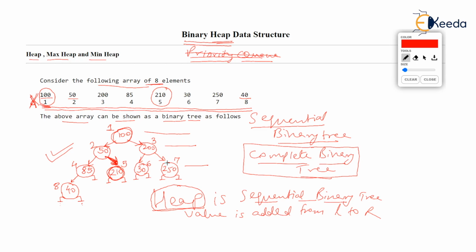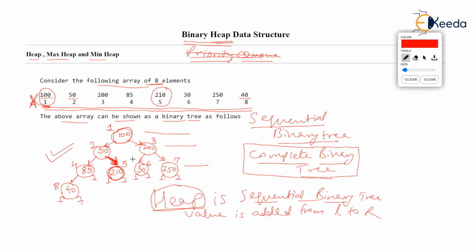Come again. If you are asked who are the children of node number 2, that is 50, the children of node number 2 are 2 into 2, that is 4, the left child, and 2 into 2 plus 1, that is 5, the right child. Isn't it so? This relation is always true in a binary heap.